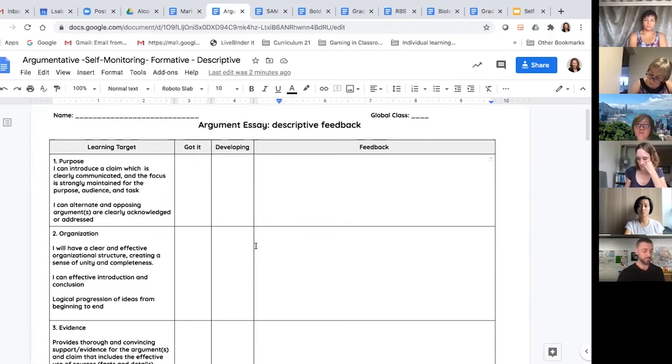Now, what kinds of assessments could you match this up with? Because this actually is not an assessment, right? It's just a tool for communicating with the children. So what kinds of assessments could I provide or match something like this with? Well, let's think. Well, it says I can introduce a claim which is clearly communicated and the focus is strongly maintained for the purpose, audience, and task.